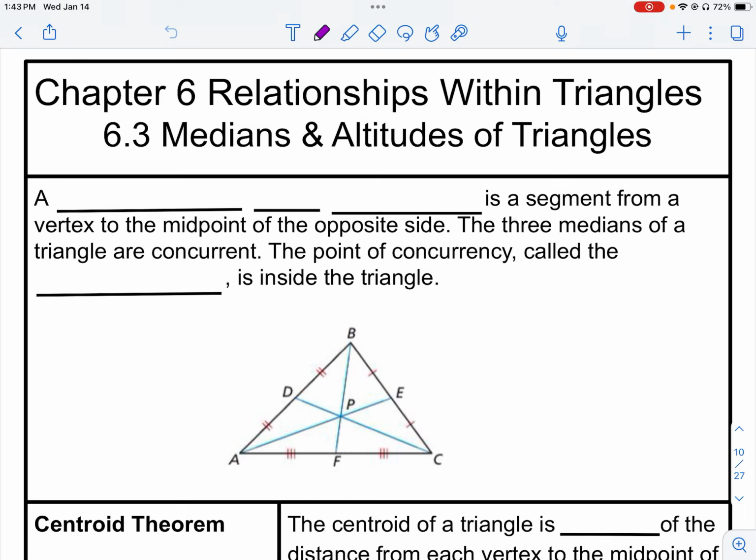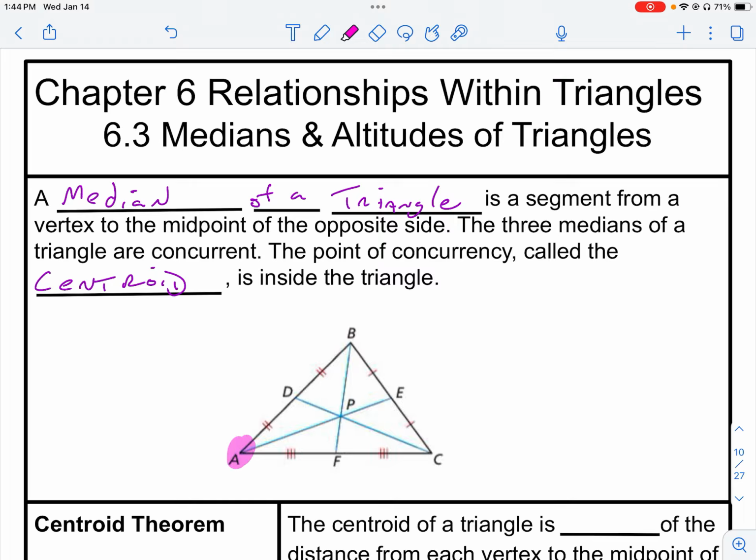All right, let's talk more about triangles and relationships within triangles. So, a median of a triangle is a segment from the vertex to the midpoint of the opposite side. And in a triangle, there are three medians, and they are concurrent. The point of concurrency for medians is called the centroid. The centroid is inside the triangle.